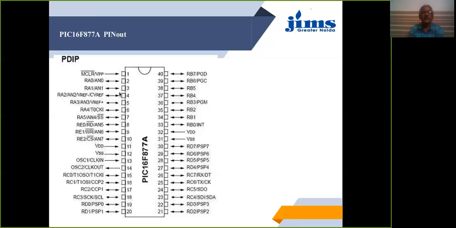And the resolution of this 8 channel A to D converter is 10 bits. Then you have the oscillator circuits connected on pin number 13 and pin number 14. It can be connected to an external clock with a quartz crystal oscillator. Then we have discussed this. Then we'll see some of the other features in the next slide, which are specific to the 16F877 controller.